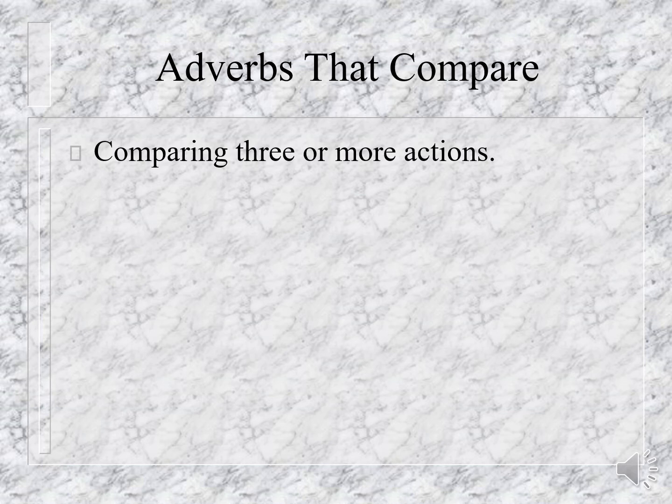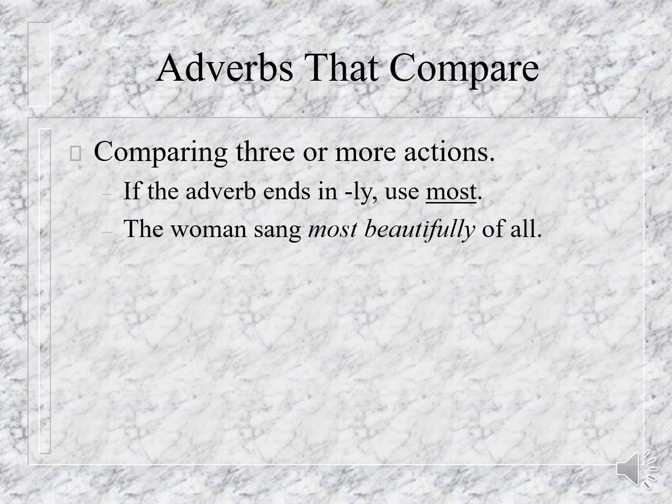So, adverbs also could be superlative. That means that they can compare between one verb and a group of verbs or actions. Let's see the examples. The woman sang most beautifully of all. Here I'm comparing the singing of one woman to the singing of all the other, let's say, singers maybe in the concert. Okay?